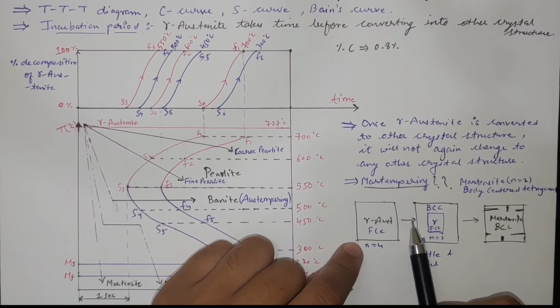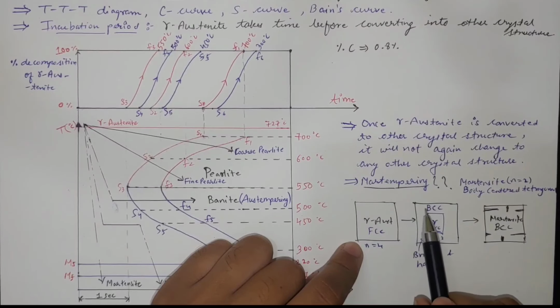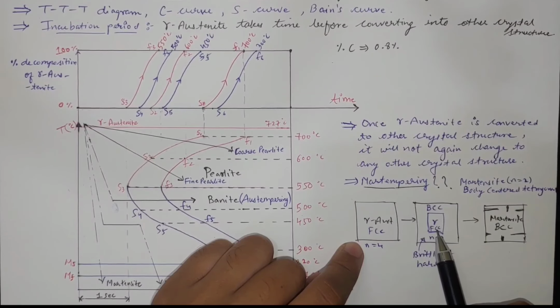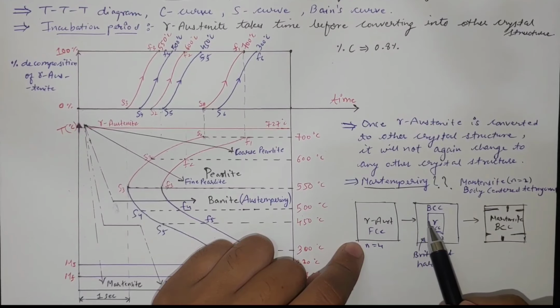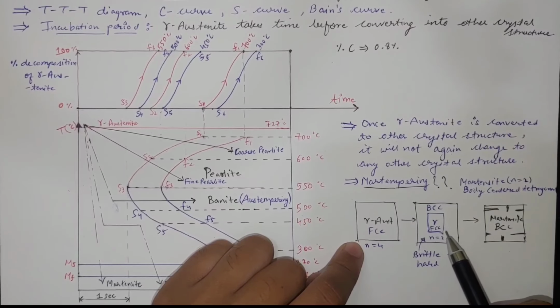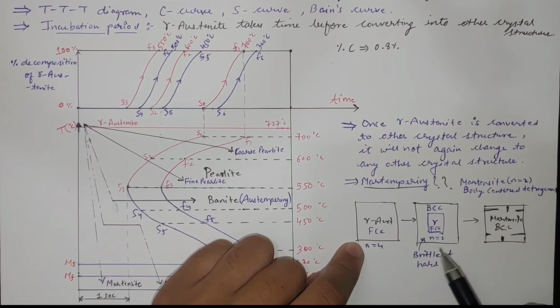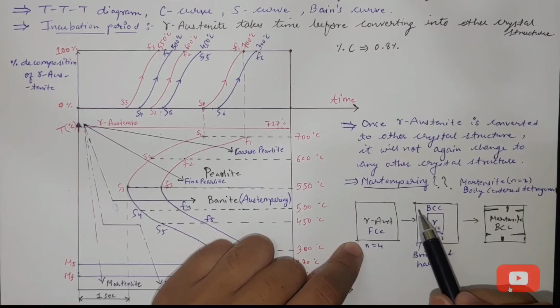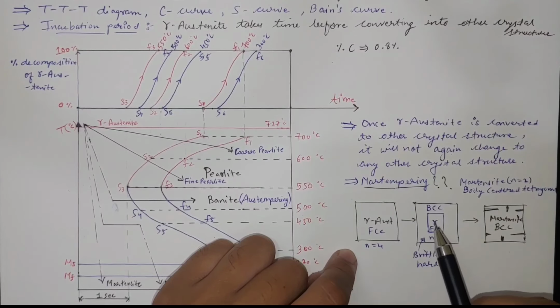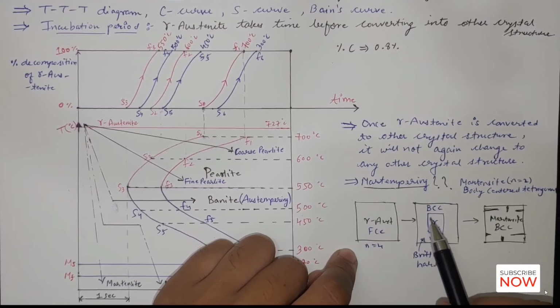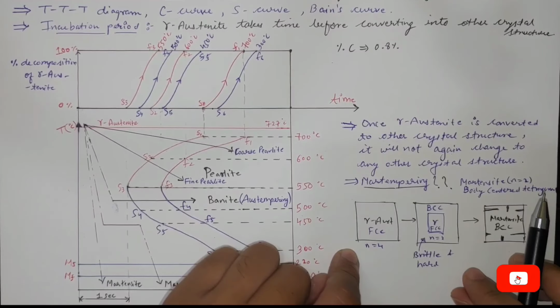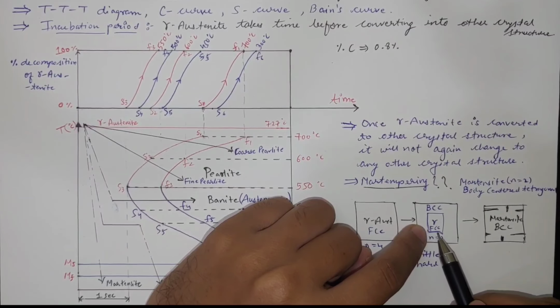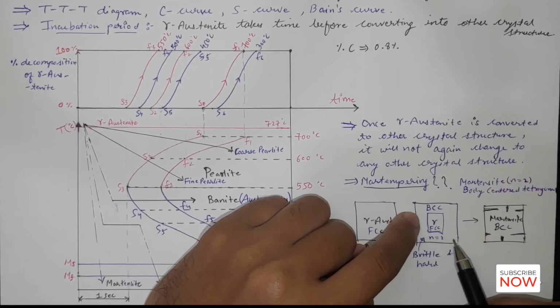Now if we suddenly cool it, first the surface will cool. So on the surface there will be BCC martensite formation, and inside the core there will be gamma austenite remaining, which releases heat and converts into martensite, which is brittle and hard. So first the surface will cool. When we apply water quenching or oil quenching, there will be surface cooling first, and then the core will be decomposing. So first there will be a BCC structure on the surface.